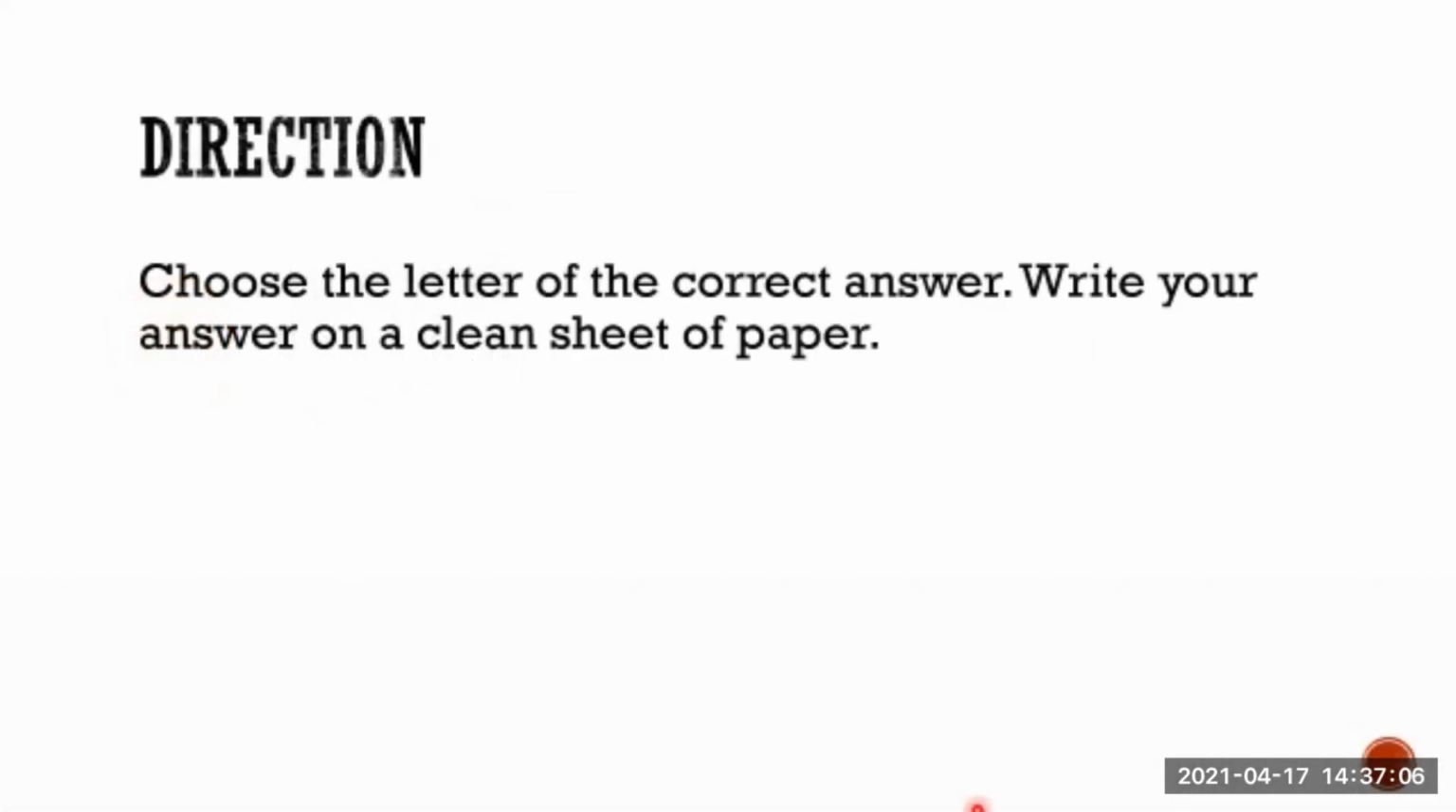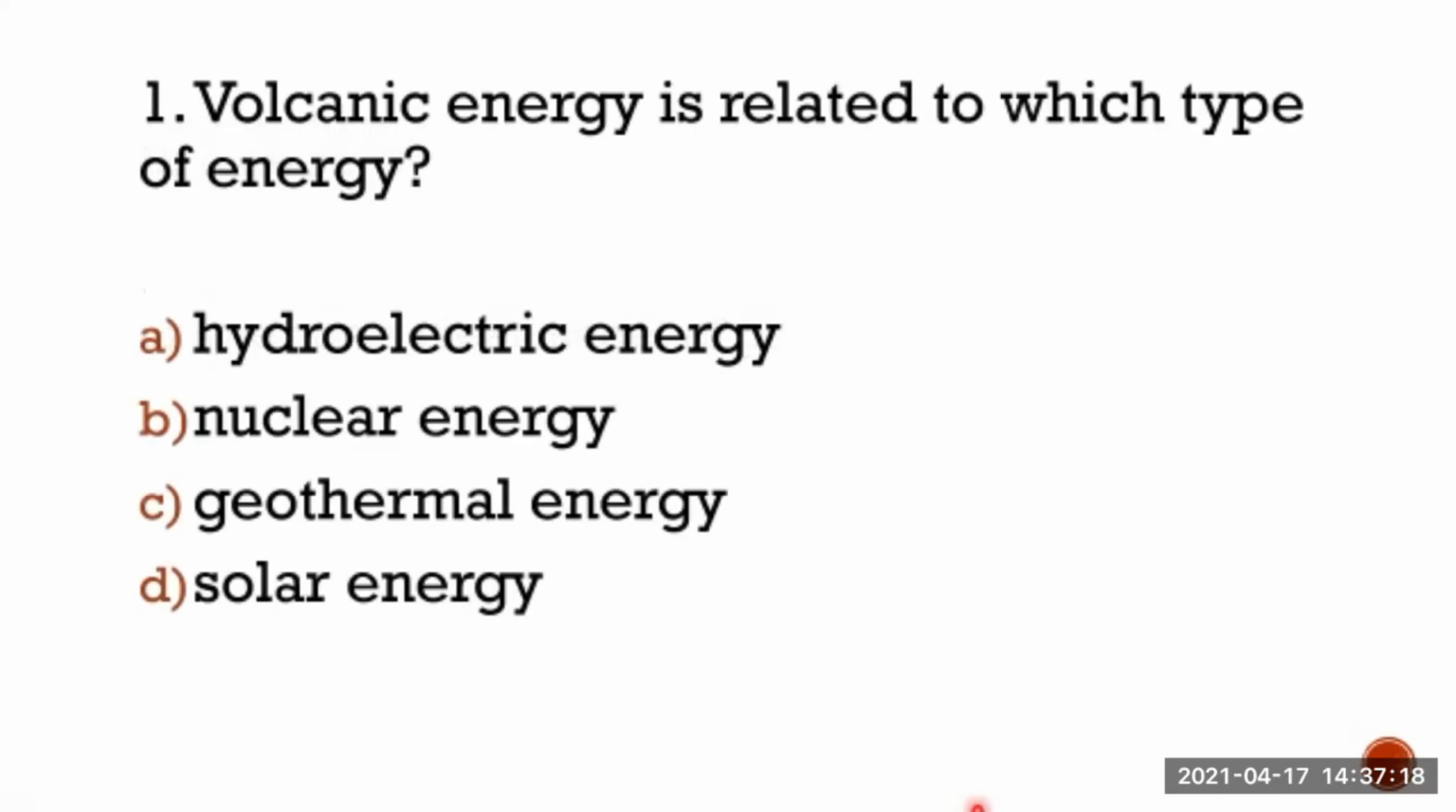On your worksheets, direction: choose the letter of the correct answer, and write your answer on a clean sheet of paper. For your short quiz, there are 5 questions. What you're going to do is choose the letter of the correct answer. This is the first question. Volcanic energy is related to which type of energy? Letter A, hydroelectric energy. Letter B, nuclear energy. Letter C, geothermal energy. Letter D, solar energy.